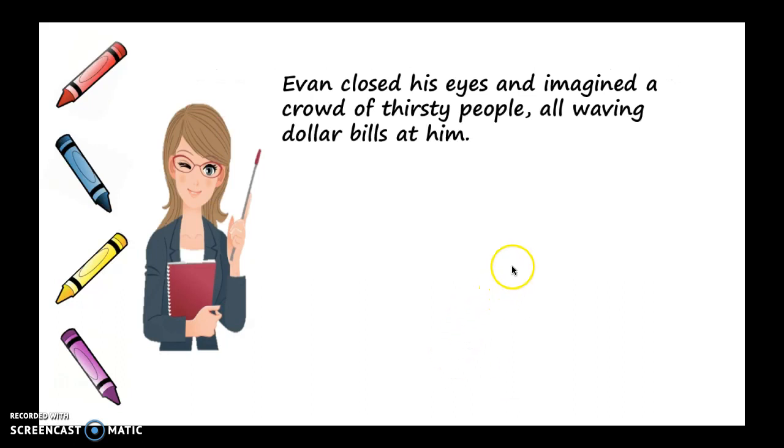Let's look at this sentence from Lemonade War. Evan closed his eyes and imagined a crowd of thirsty people, all waving dollar bills at him. Let's take a look at the word waving. Waving has a base word wave in it. In order to change the word wave into waving, I must first drop the E or get rid of the E and then add my ing.